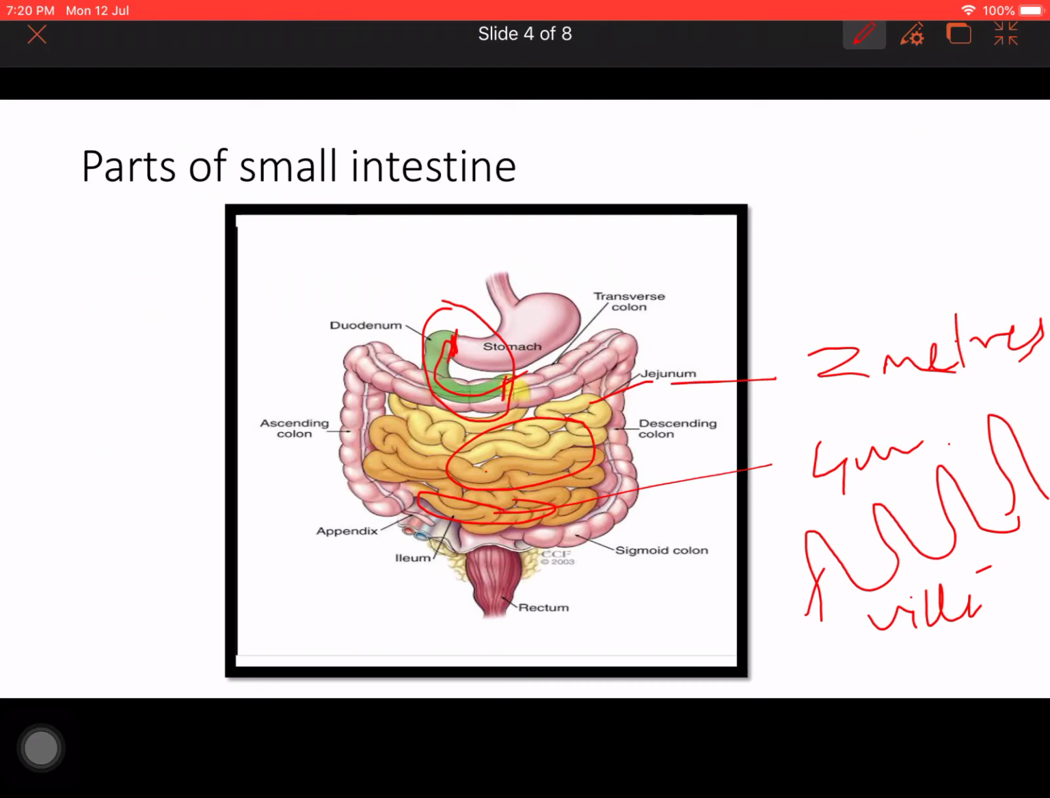Okay, so they greatly increase the surface area available for the absorption of digested food and aid in mixing the contents. Now the duodenum receives secretions. From where? The duodenum receives secretions from the pancreas. That is, it is receiving digestive juice. From the liver it is getting secretion, that is the bile juice.